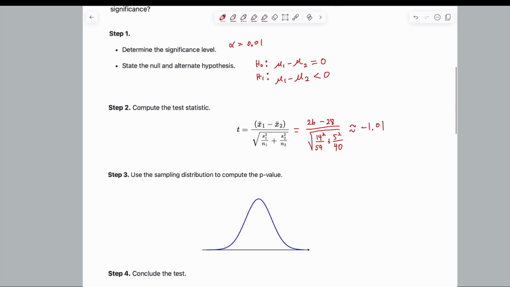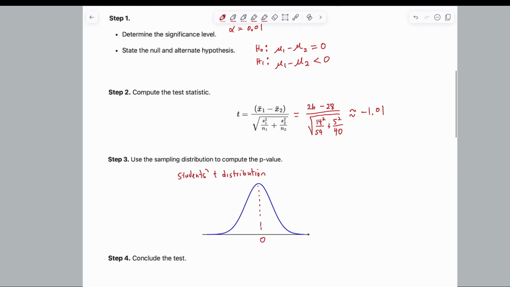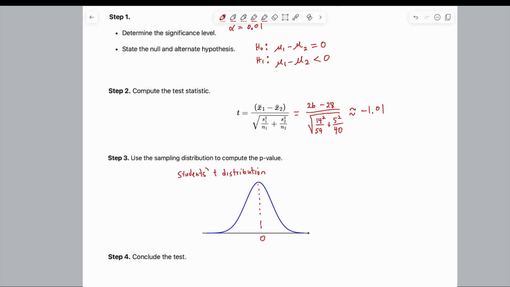Next step is to calculate the p-value. So the sampling distribution we're using here is the student's t distribution. And we know that the mean of this particular distribution is 0. And we observed a test statistic of negative 1.01. That's basically telling us that our observation of 26 minus 28, in other words, negative 2, is about one standard deviation below the mean of the sampling distribution of difference of sample means. And so the p-value is just the probability of observing a negative 1.01 or less.